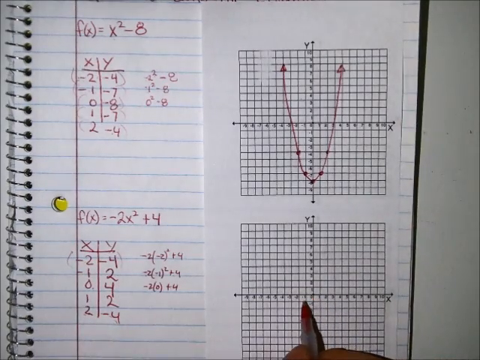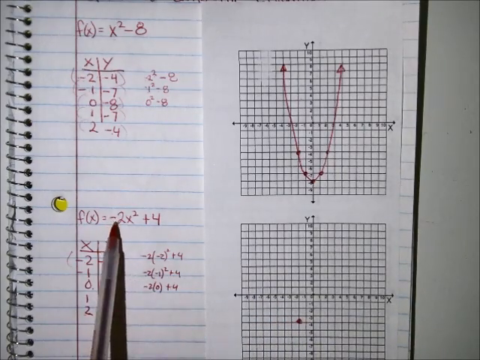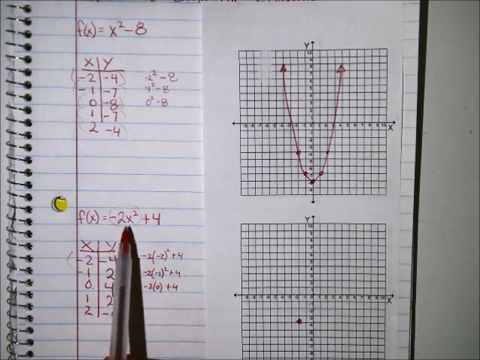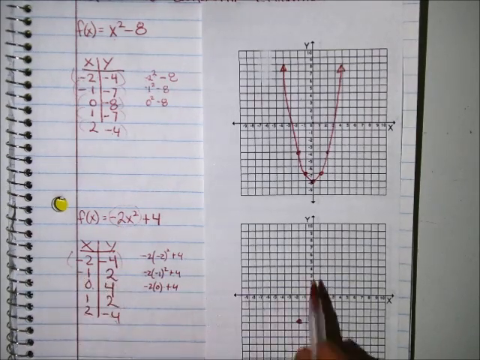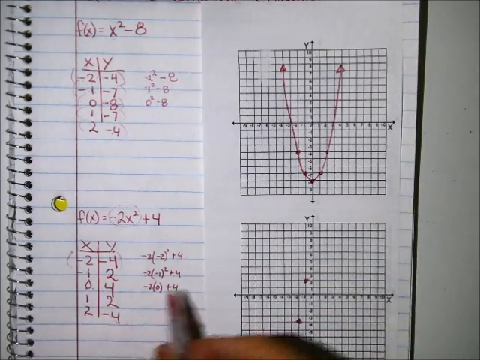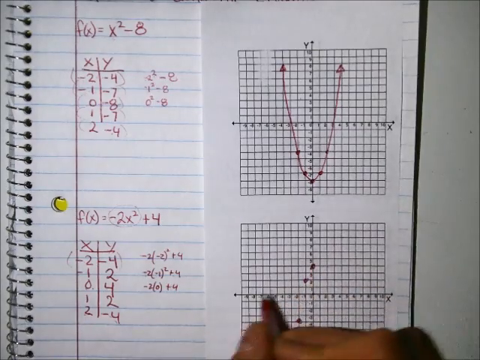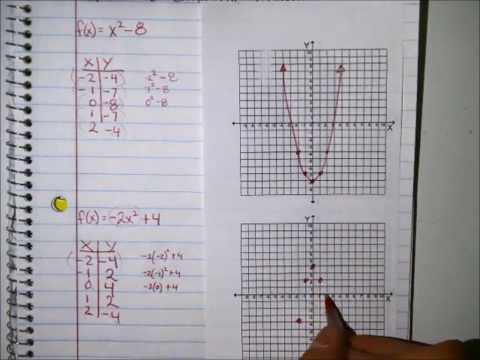-2, -4. As you're graphing this, you should be thinking, the x squared term is negative. What does that mean the graph is going to look like? The next point, -1, 2, 0, 4, 1, 2, and 2, -4.